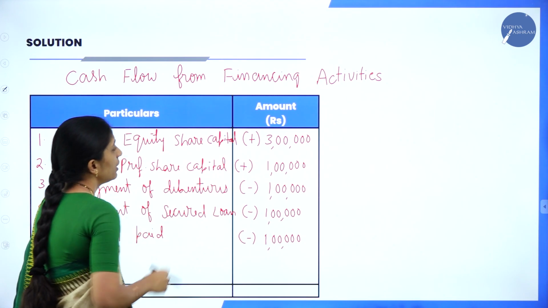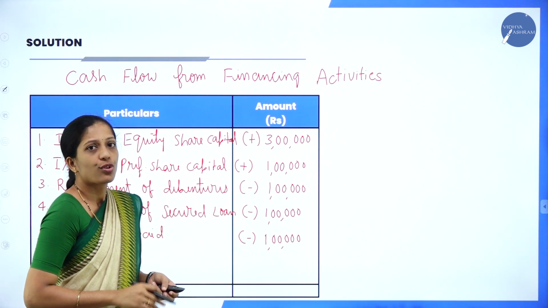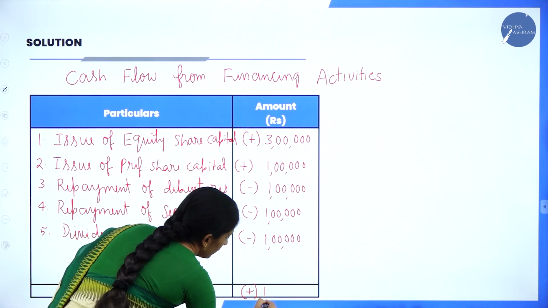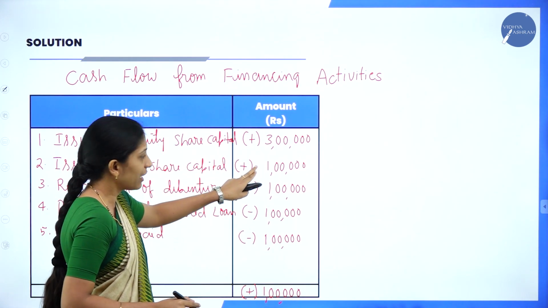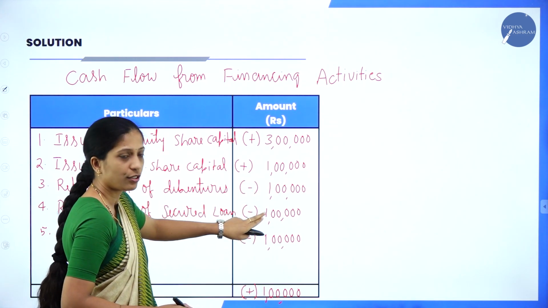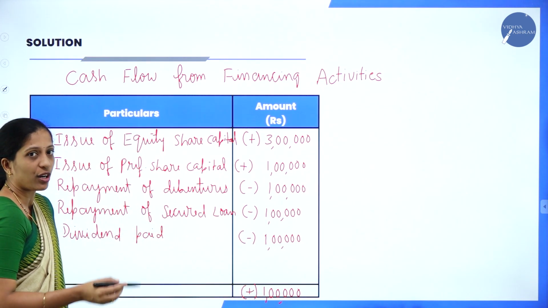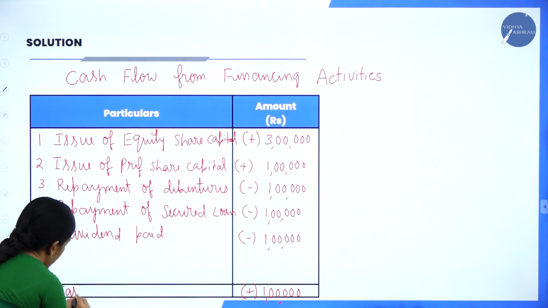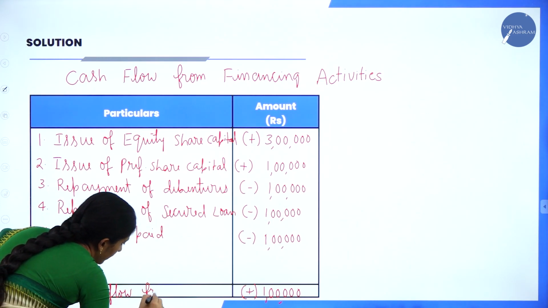So 3 lakh plus 1 lakh, 4 lakh. 4 lakh minus 3 lakh, it is plus 1 lakh. So 3 lakh plus 1 lakh, 4 lakh. 4 lakh minus 1 lakh, that is 3 lakh. 3 lakh minus 1, 2 lakh. 2 lakh minus 1, that is 1 lakh. So this is positive amount. The answer you got as positive. So it is cash inflow. Cash inflow from financing activities.